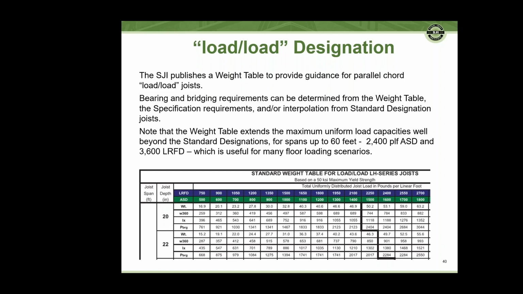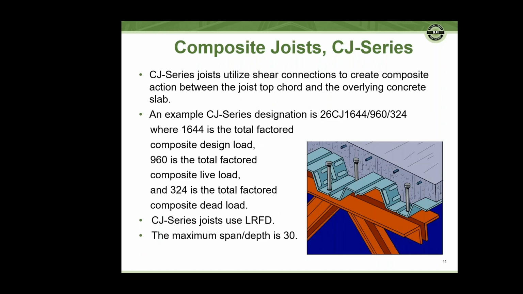So if we recall, the maximum for K-Series was 550 PLF, and that could easily be exceeded in a floor loading condition, but the load over load joists give us another option. I mentioned composite joists earlier. That's the CJ Series. They utilize shear connections to create composite action between the joist top chord and the overlying concrete slab. Here's an example designation.